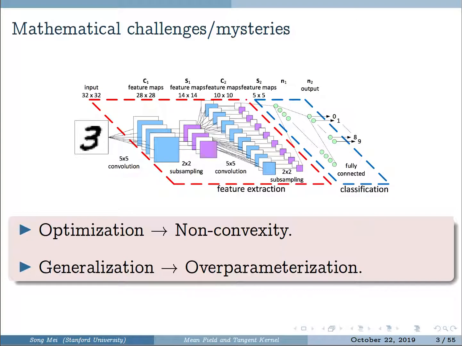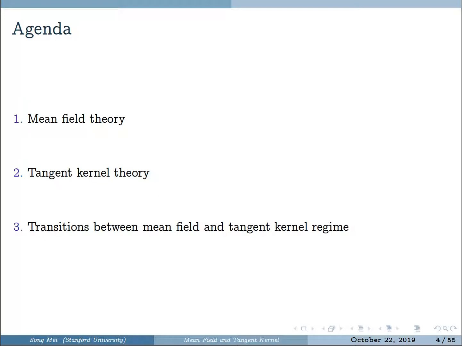So we would like to understand these two challenges of deep neural networks today using the mean field theory and the tangent kernel theory. These are two theories that emerged just last year and have been the focus of research in the recent 2 years.